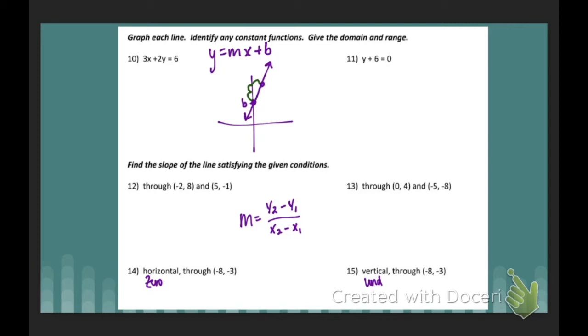12 through 15 want you to find slope. Here's your slope formula. Don't forget that horizontal lines have 0 slope and vertical lines have undefined slope.